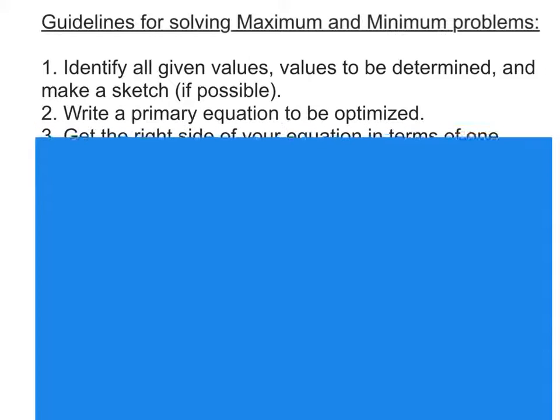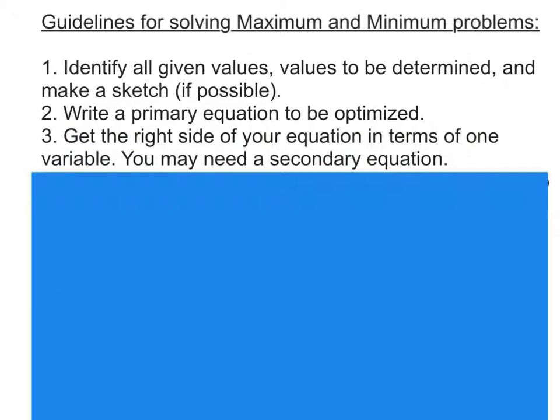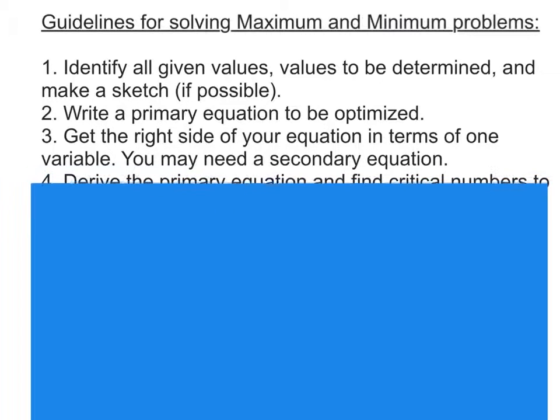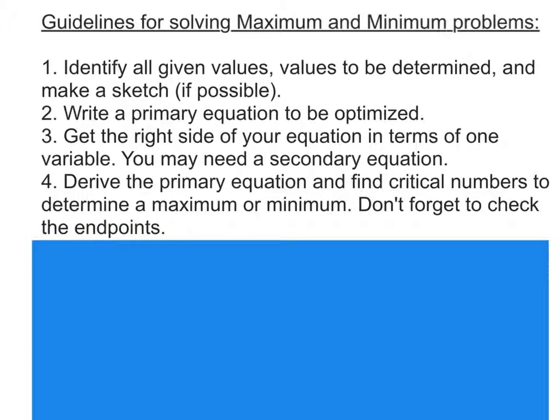Now, before we find those maximums or minimums, we want to get everything on the right side of your equation in terms of one variable, which means you might need a secondary equation. We want it all in terms of one independent variable, because then we can use what we've been doing to find our maximums and minimums by taking the derivative, finding our critical numbers, and then figuring out for our critical numbers by plugging in whether it's a maximum or minimum. And we always want to make sure and check the endpoints as well.